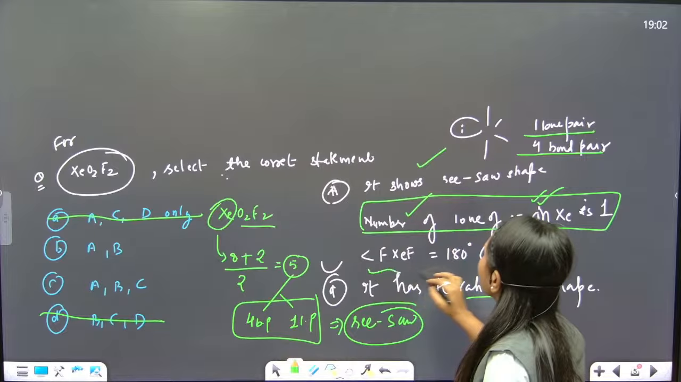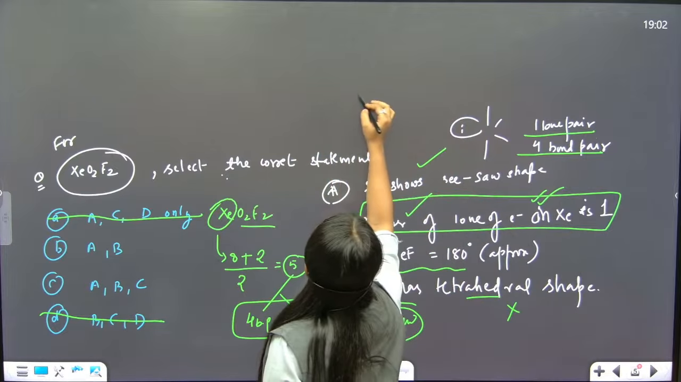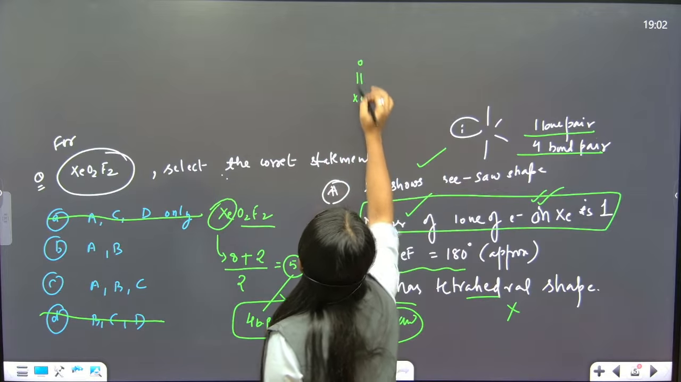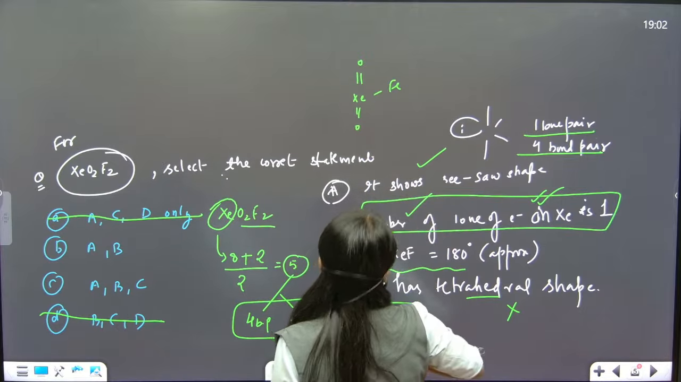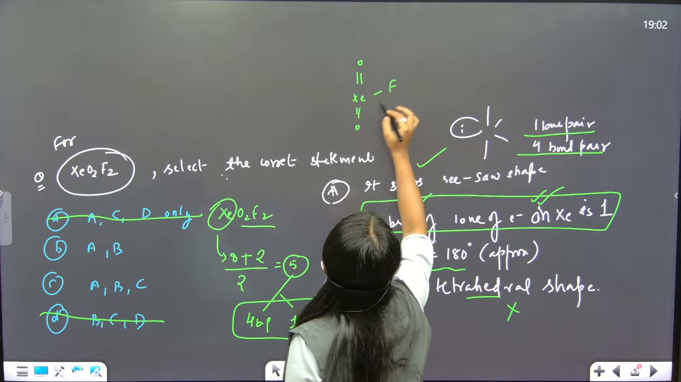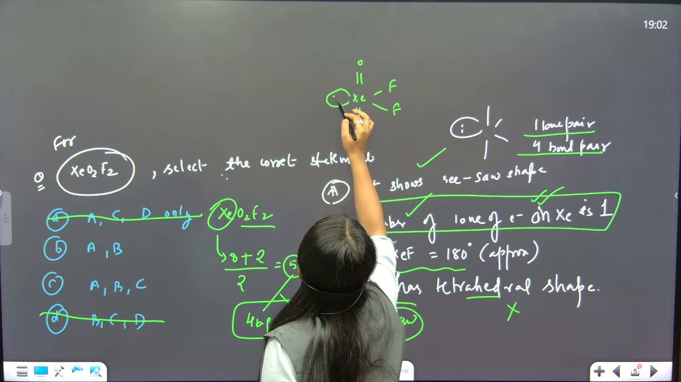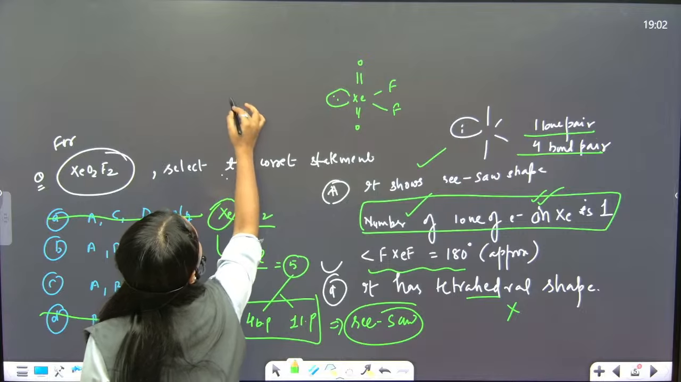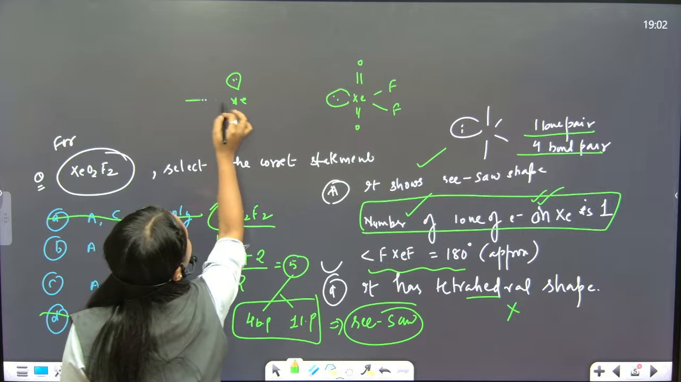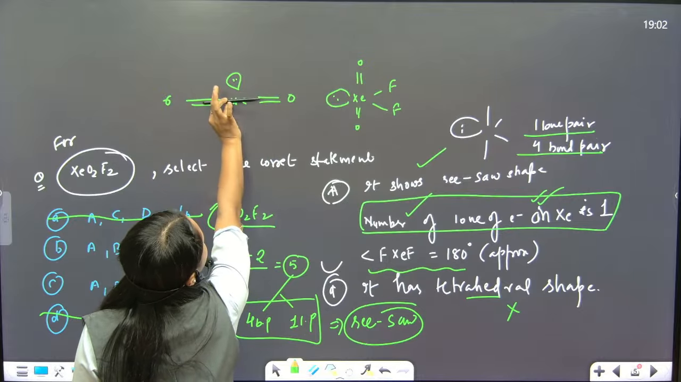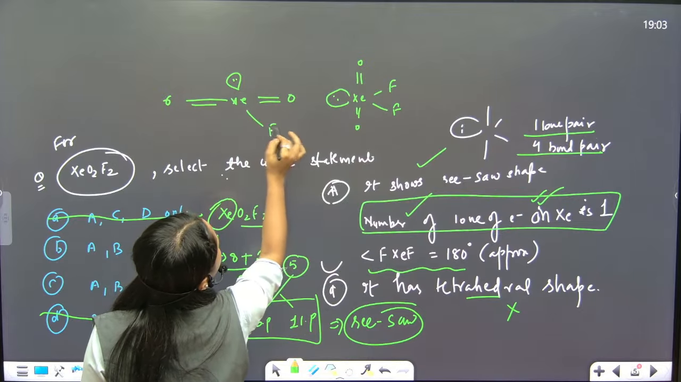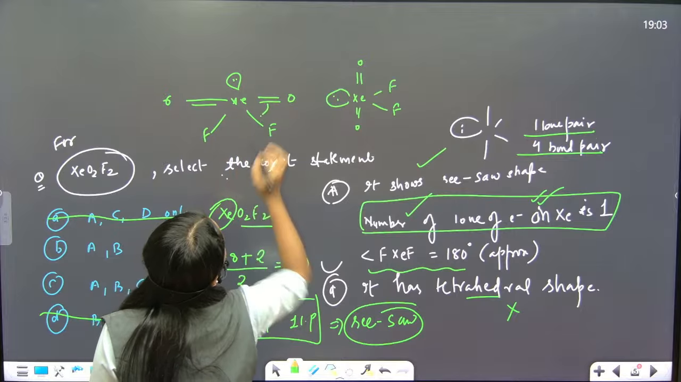Now this angle they are talking about. So xenon, this is the structure. Fluorine and fluorine, F and F. This is a lone pair. So how will you imagine this? Xenon, one lone pair like this and like this. This is in the plane, like this, in the plane.